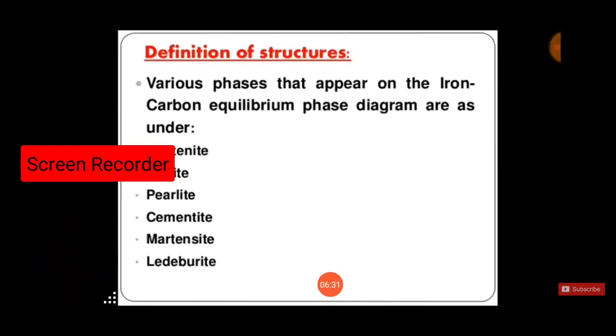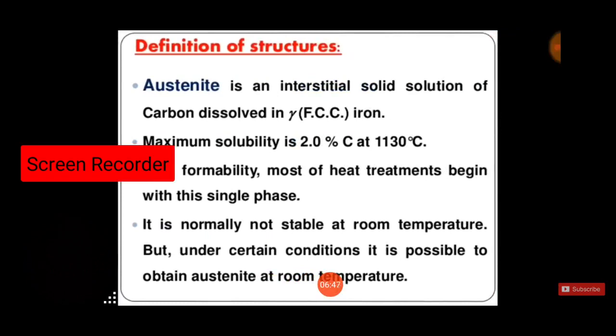Let's discuss the definition of these structures in the iron carbon diagram. Various phases that appear on the iron carbon equilibrium phase diagram are austenite, ferrite, pearlite, cementite, martensite and ledeburite. Austenite. Austenite is an interstitial solid solution of carbon dissolved in gamma iron in the FCC structure. Maximum solubility is 2% carbon at 1130 degrees Celsius. High formability. Most heat treatments begin with the single phase.